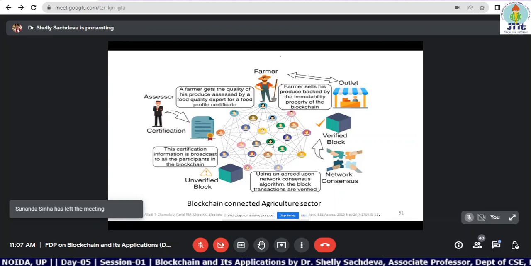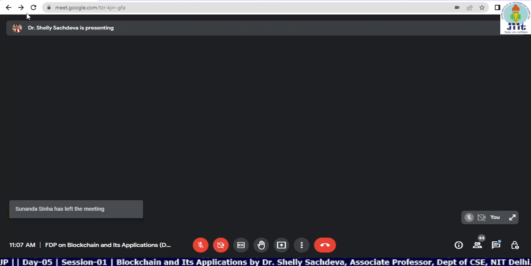And after more than 50% of the people on the blockchain have given their consensus, only then will that block be verified and appended. Otherwise, it will be an unverified block, right? So this depends upon the network consensus algorithm. The block transactions are verified based on this. Only then will this particular block be verified. Otherwise, this block will not be verified. And only then will the farmer be able to sell his produce, backed by the immutability property of the blockchain. So this is how blockchain connected the agricultural sector also.